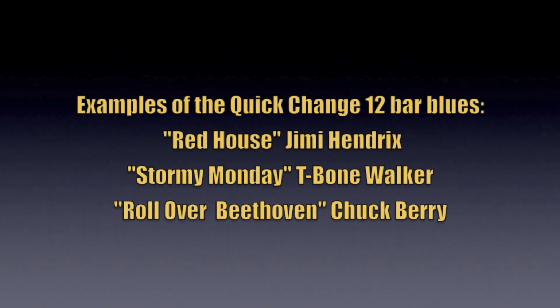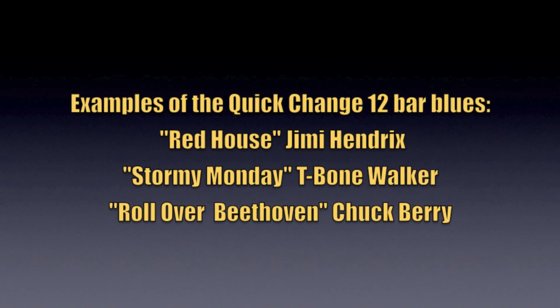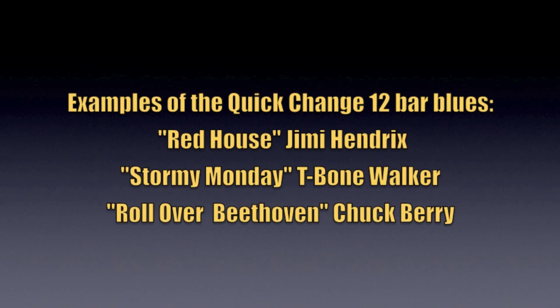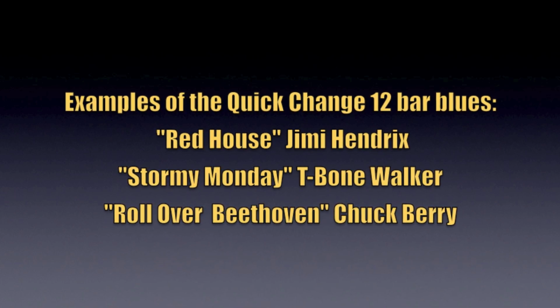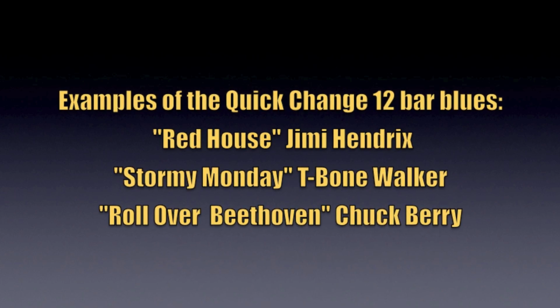So what the quick change does is, the only difference between it and the slow change is that the quick change has the 4 chord in the 2nd bar. So instead of the 1st, 2nd, 3rd, and 4th bars all being the 1 chord, it's the 1st, 3rd, and 4th bars being the 1 chord, and the 2nd bar is the 4 chord. Some examples of the quick change 12-bar blues are Red House by Jimi Hendrix, Stormy Monday by T-Bone Walker. That also has some other changes, but it's a quick change. And Roll Over Beethoven by Chuck Berry. That's a quick change, even though it's fast.